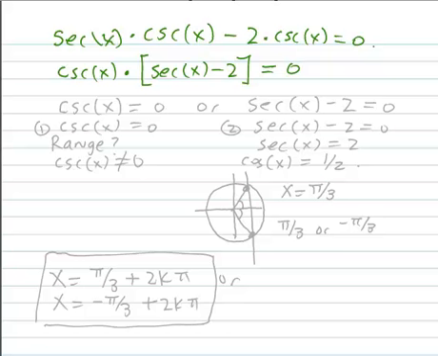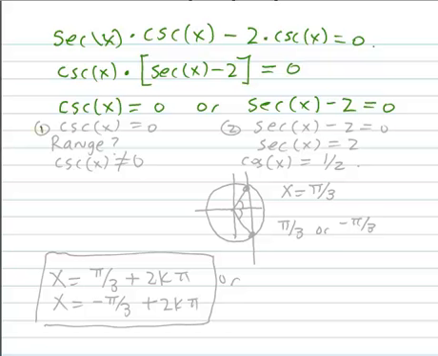And now remember properties of real numbers, right? We want to use the zero factor theorem, which says if we have a product equaling 0, then one of the factors must be 0, or both. So we would have cosecant of x is equal to 0, or secant of x minus 2 is equal to 0. And from here we want to solve each of these two equations separately.